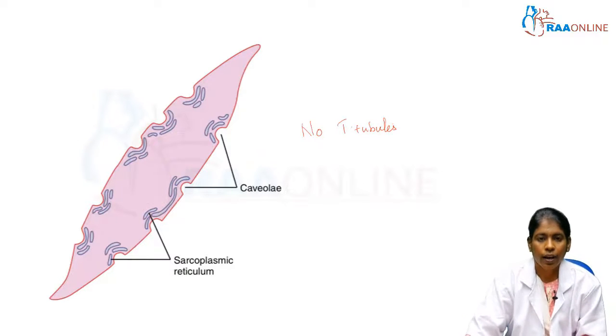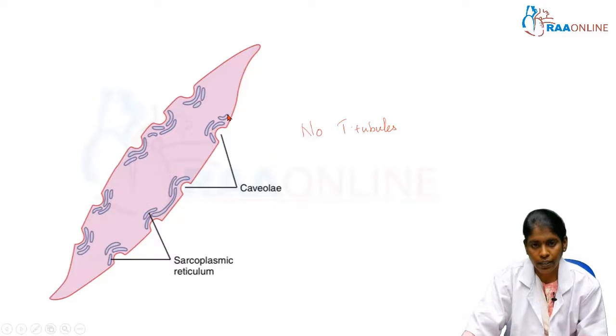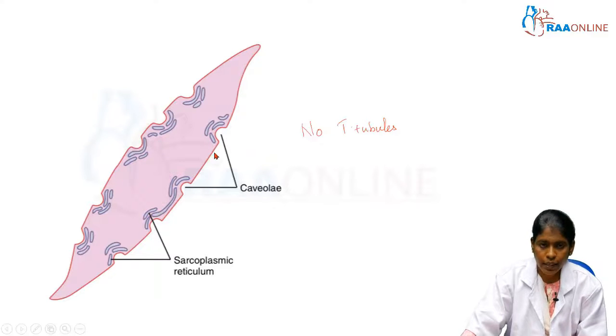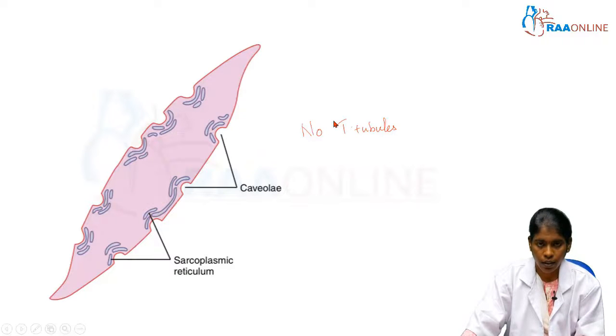Instead, you have these caveolae. Caveolae are shallow invaginations of the sarcolemma. Sarcolemma is the membrane of the muscle cell, and this invagination is known as caveolae, and it is analogous to T tubules that are present in skeletal muscle. And these tubular structures that are present underneath the caveolae are the sarcoplasmic reticulum.